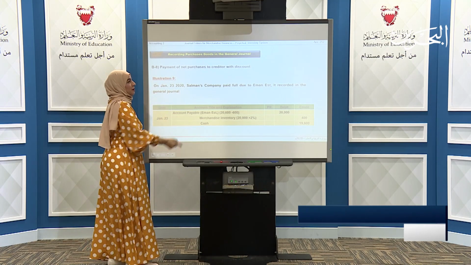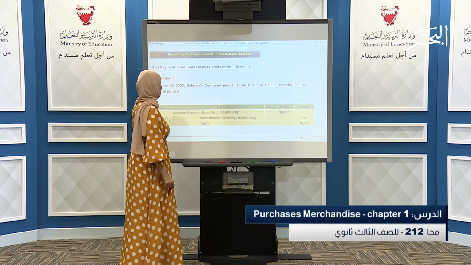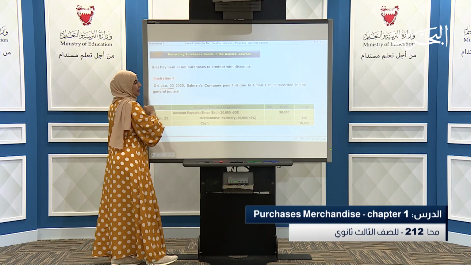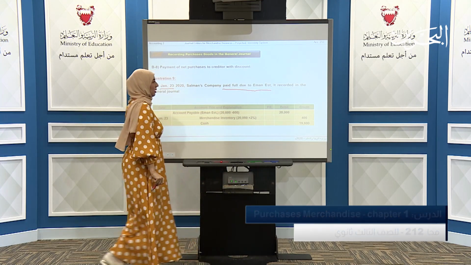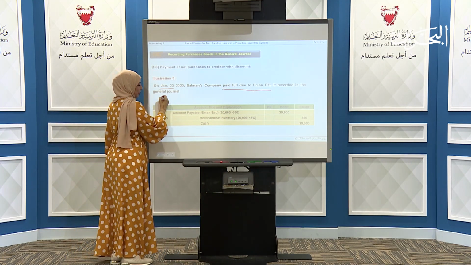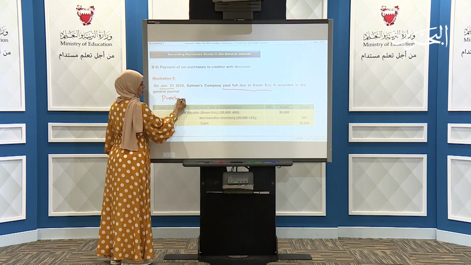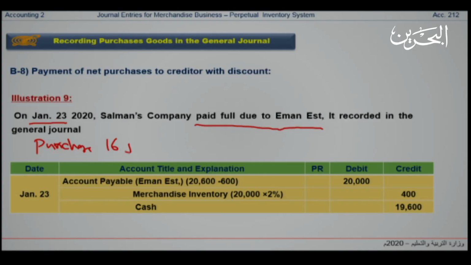Moving to the payment of the net purchase to creditors with discount. In our example, on January 23rd, Salman Company paid the full due amount to Iman Company. Let us take a note. I purchased the merchandise on the 16th of January. When I decide to pay the amount, I decide to pay it on the 23rd. So, I pay it during 10 days. If I pay it during 10 days, I will get the discount. So, in my transaction, I will get the discount on this amount.